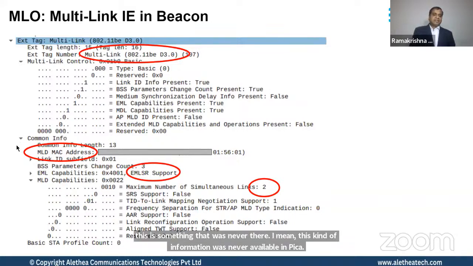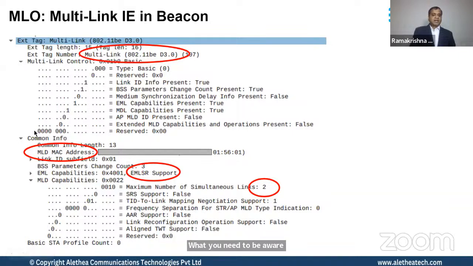What you need to be aware of is that all this comes under what we call common info. Typically, the common info, apart from giving all this information, refers to the current link. The current link is actually link 1. There is a link ID associated with each of the links, and this is done at AP configuration time, not by the client. So the current link information is usually here in the common info.